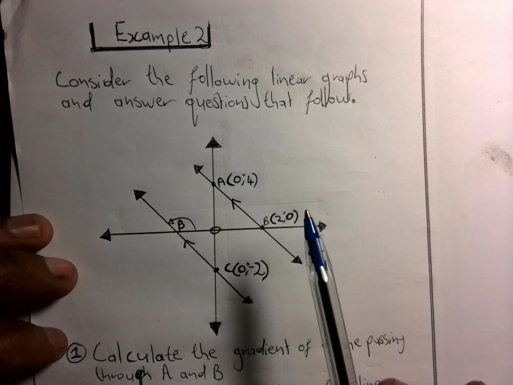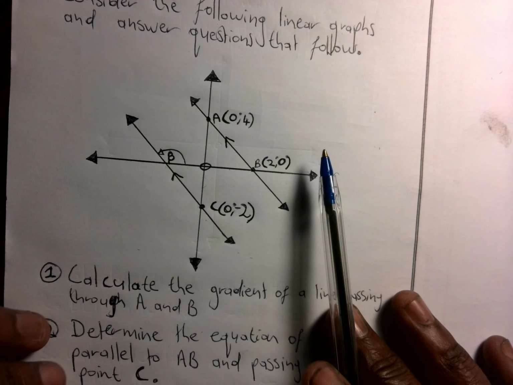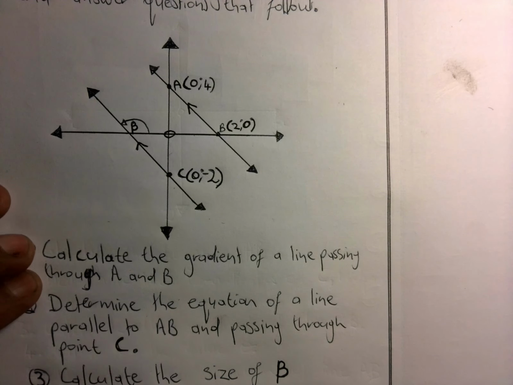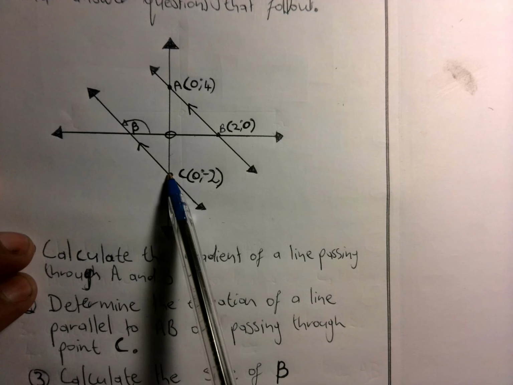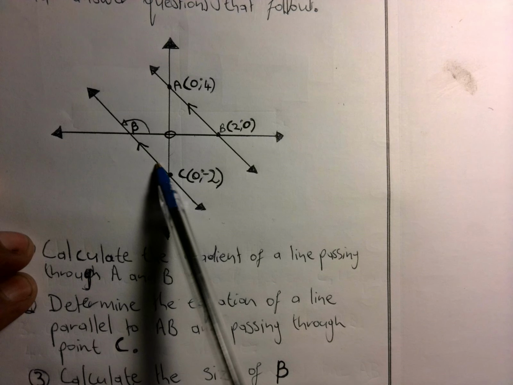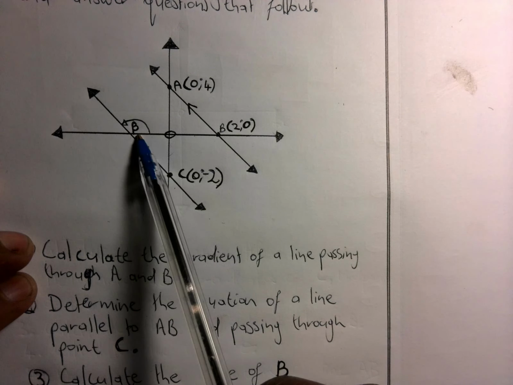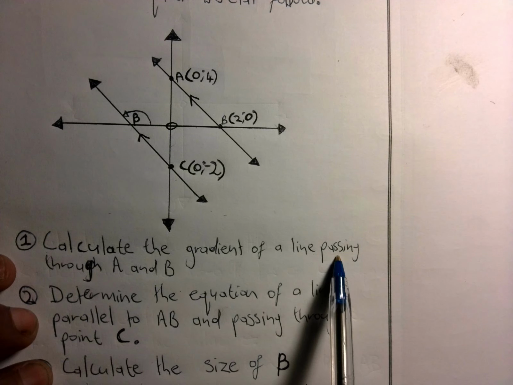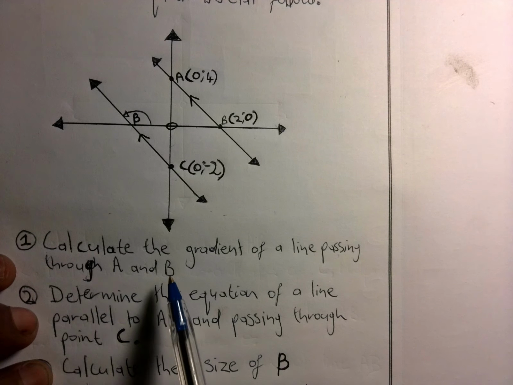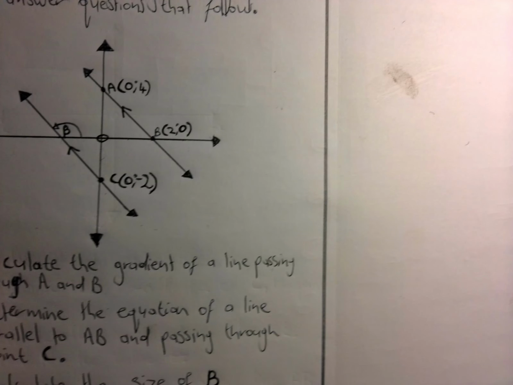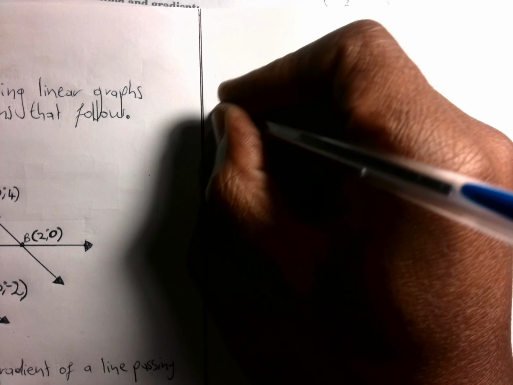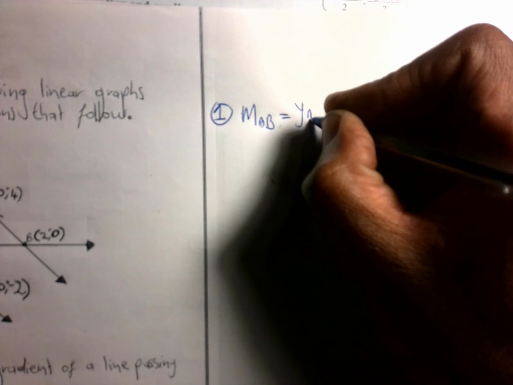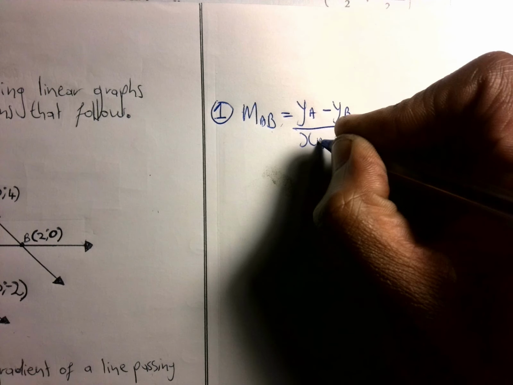Now the first question here that we have is, we can see that we've got 3 points, A, B, C. And then we've got 2 parallel lines, and then we've got an angle of inclination there, beta. You can see that. So the question: calculate the gradient of a line passing through A and B. That should be simple stuff for us. That will be for number 1. We're gonna say, okay, mAB is going to be yA minus yB over xA minus xB.